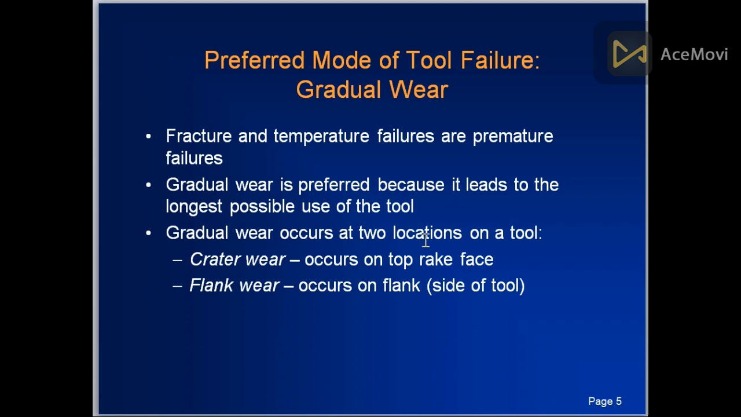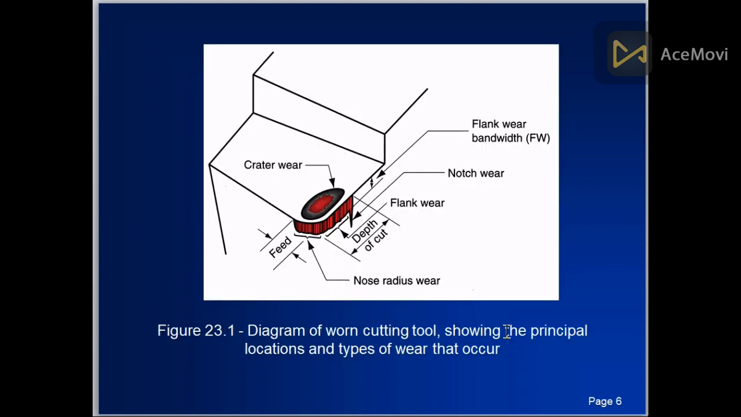Gradual wear occurs at two locations. What are these two locations? These are on a tool: crater wear and flank wear. Crater wear occurs on the top rake face, and flank wear occurs on the flank, the side of the tool. You can understand more clearly from the picture.